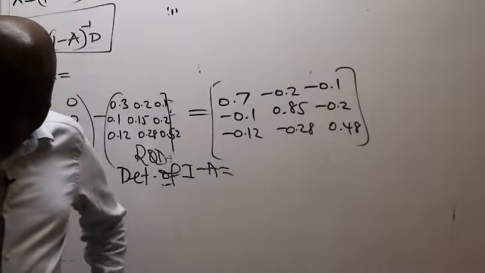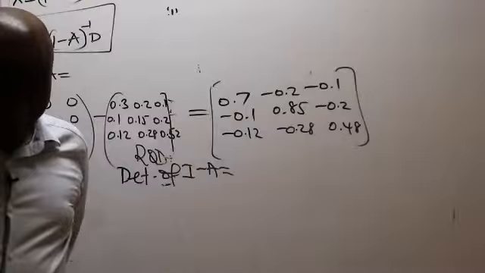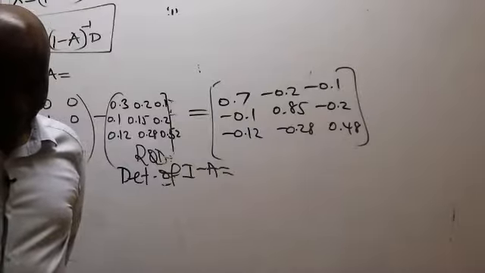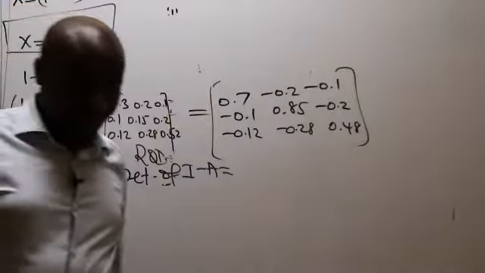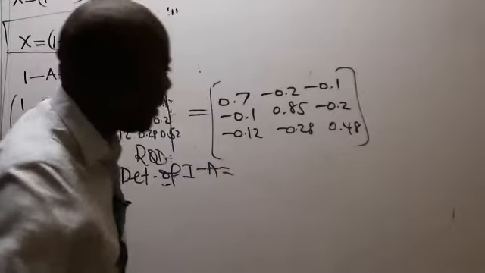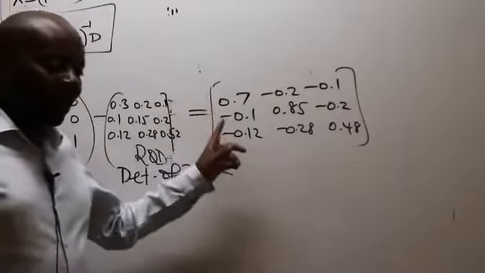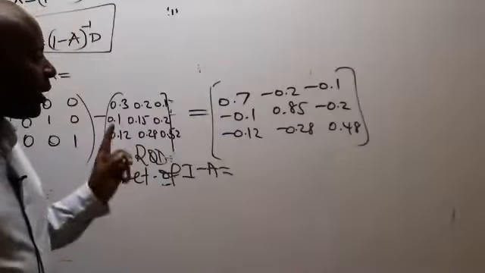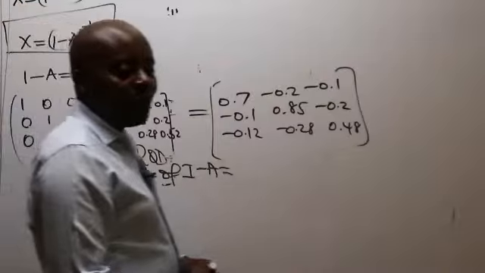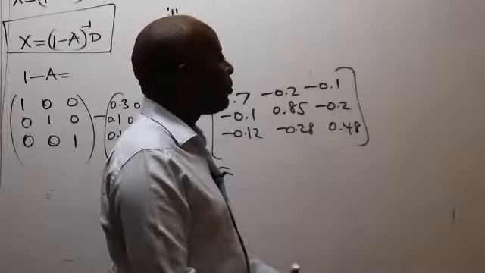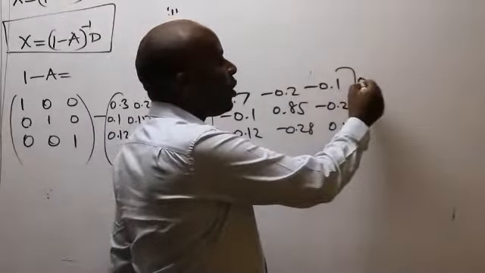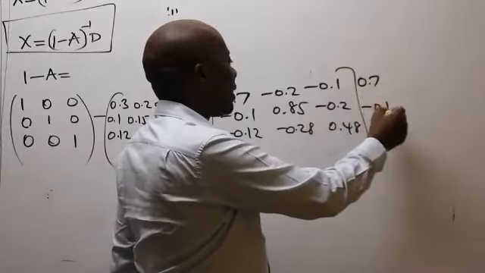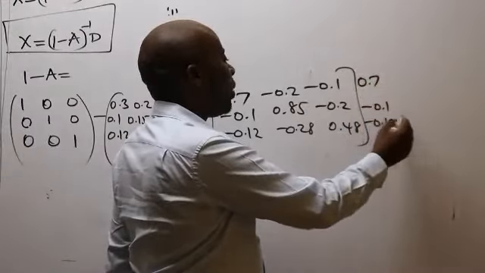Or do we not see anything at all? So, ladies and gentlemen, let me help you. This is the matrix of I minus A. For me to get the determinant, what I'm supposed to do is to duplicate the first two columns here. So we have 0.7, we have minus 0.1, we have minus 0.12.